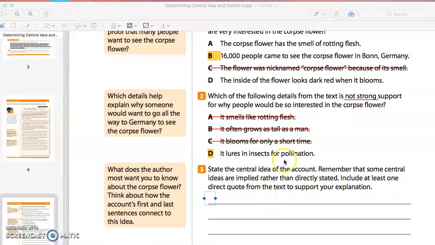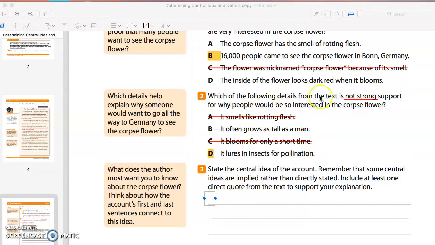So the central idea now is basically we've been reading all about the corpse flower. We went through, we understood all of the really cool parts of it, and now we're going to state the central idea about what the author really wants you to know about a corpse flower, okay? In the sentence above, it has 3 really cool facts about it. So we will include those in it, and it also wants us to include a direct quote.